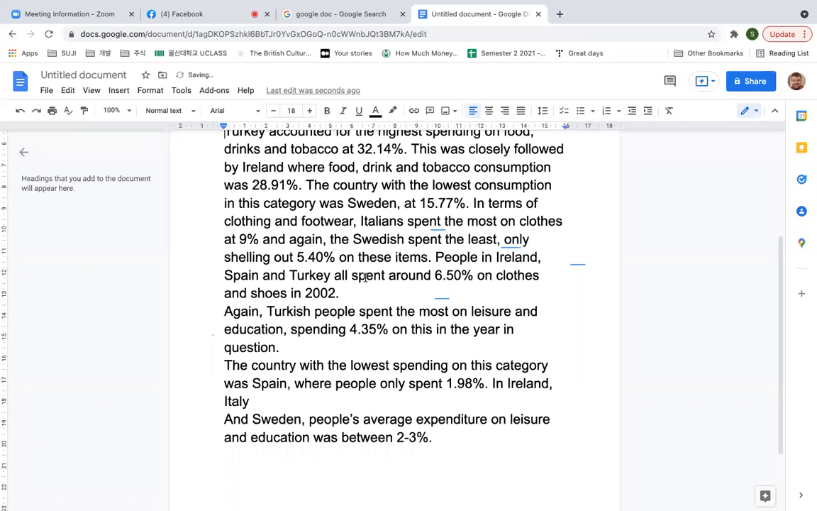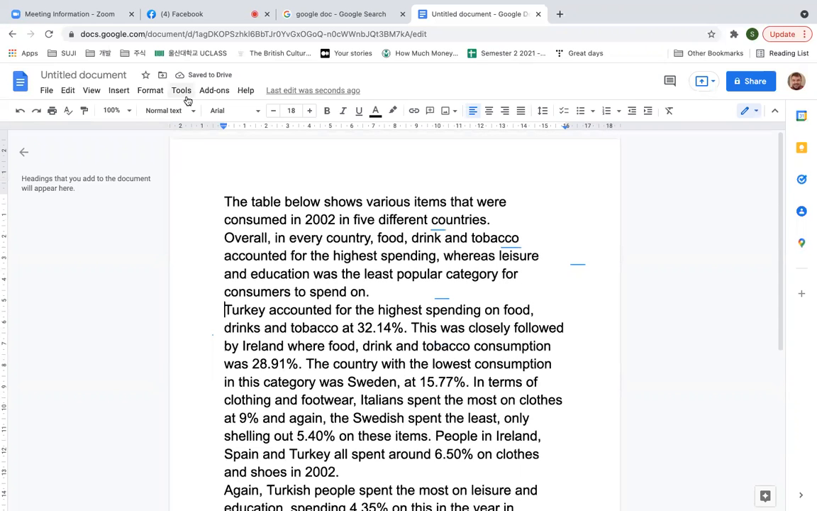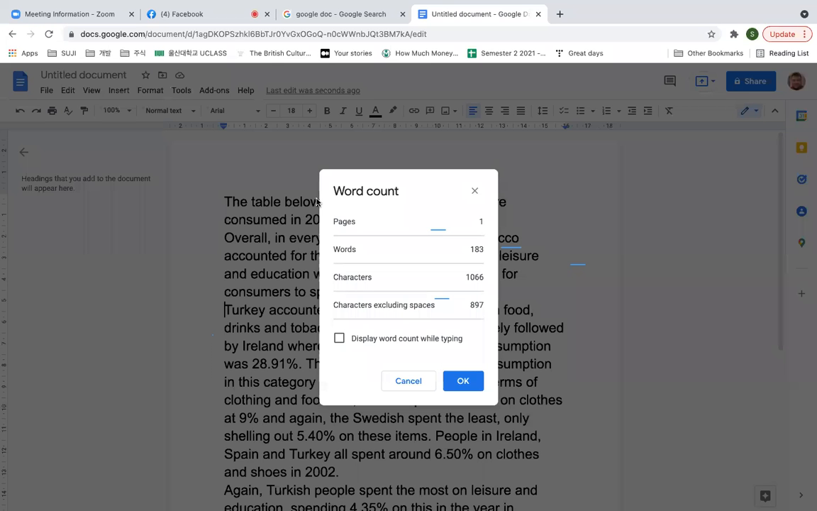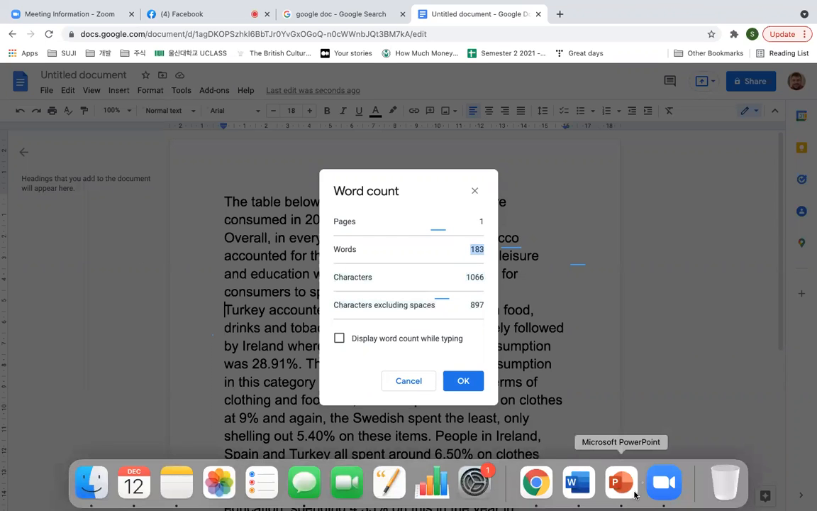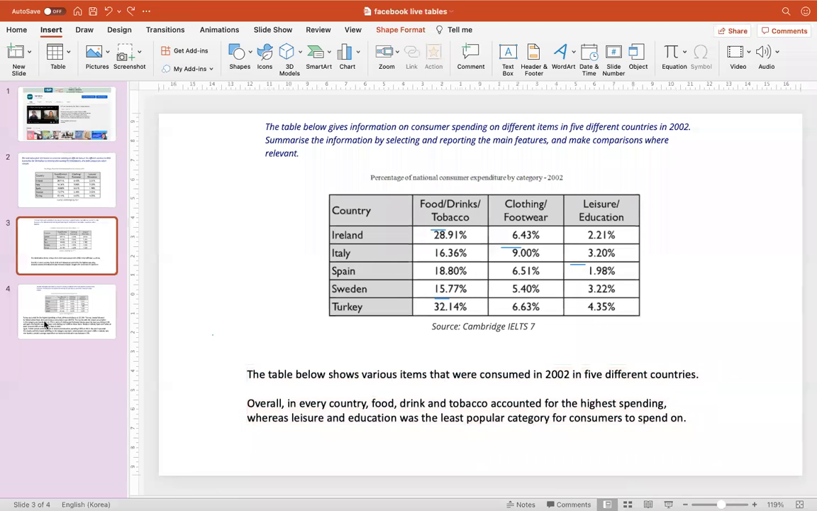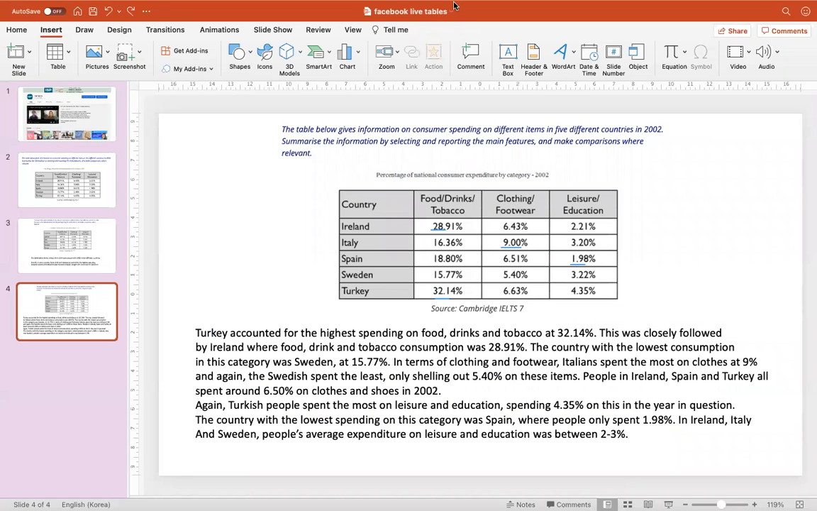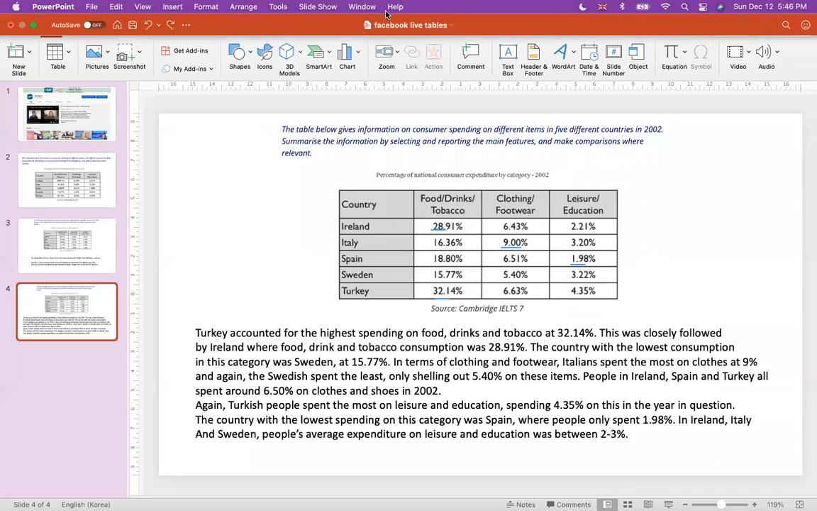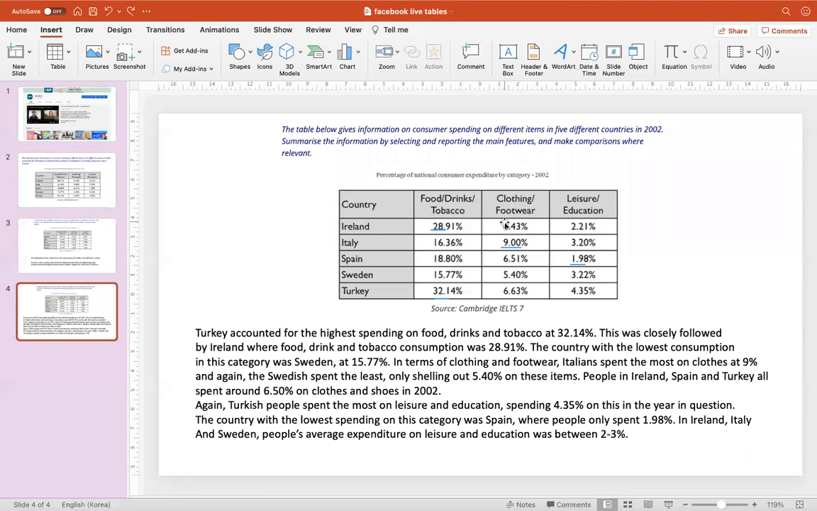Okay, so this is our answer. Hopefully it's 150. Word count, 183. Okay, so we have written 183. Can you see here? 183 words in our answer. So that's good. It must be over 150 in the test. Remember, you lose points if you write less than 150. Okay, so we've done it.